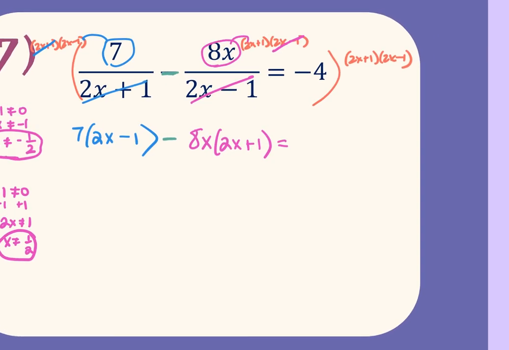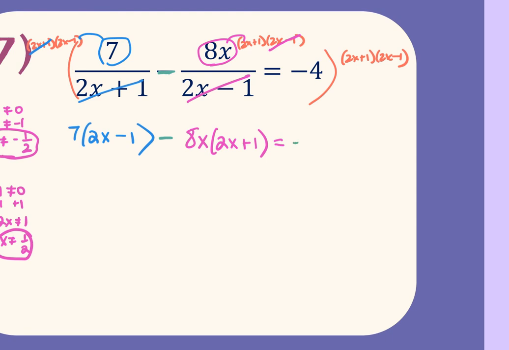And on the other side of the equal sign, nothing cancels out. So it's -4 times 2x plus 1 times 2x minus 1. And I'm going to have to multiply that out. With me so far?